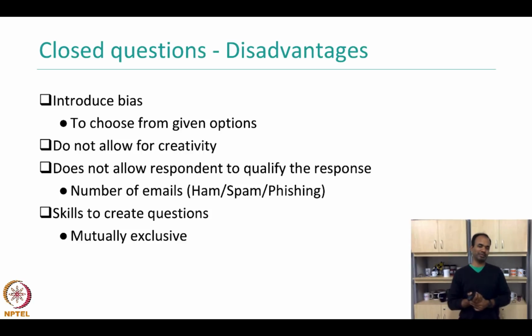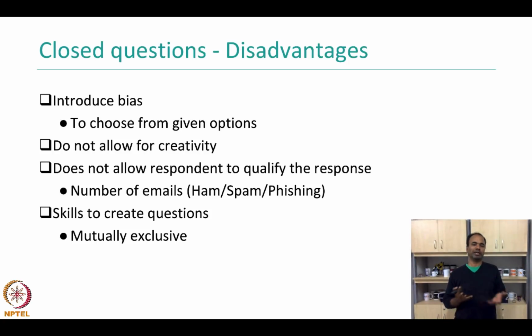Disadvantages: it introduces bias to choose from given options, because there could be another option that a user would like to add. Now, in the web, in a questionnaire form, you can actually have "others." But the problem with "others" is that whatever you get there, the way you would like to analyze it will be actually pretty hard.